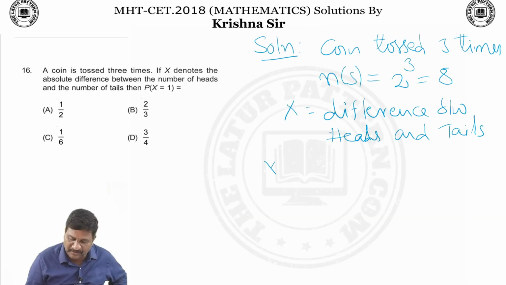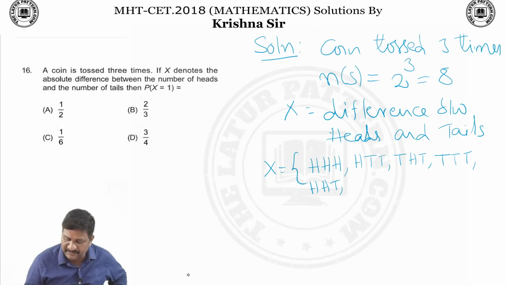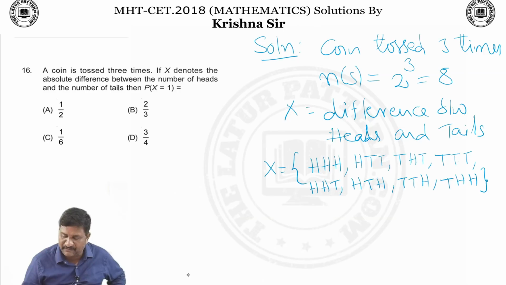So the possible values are x equal to 8 ways: HTT, THT, TTT (all tails), HHT, HTH, THH, and so on. These are the number of ways.